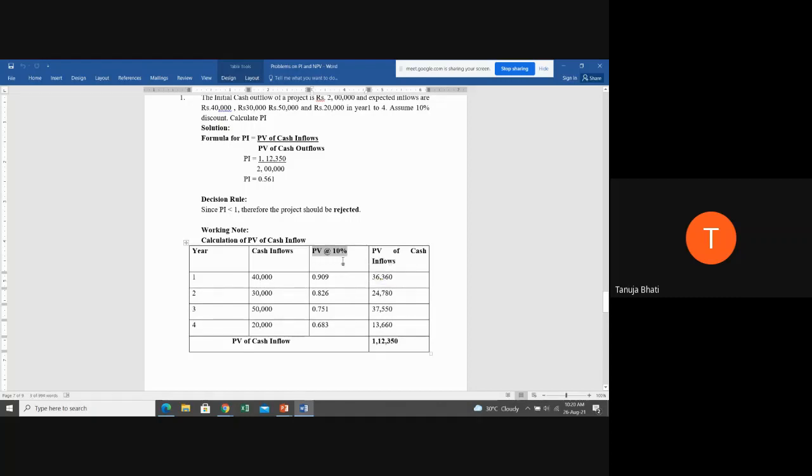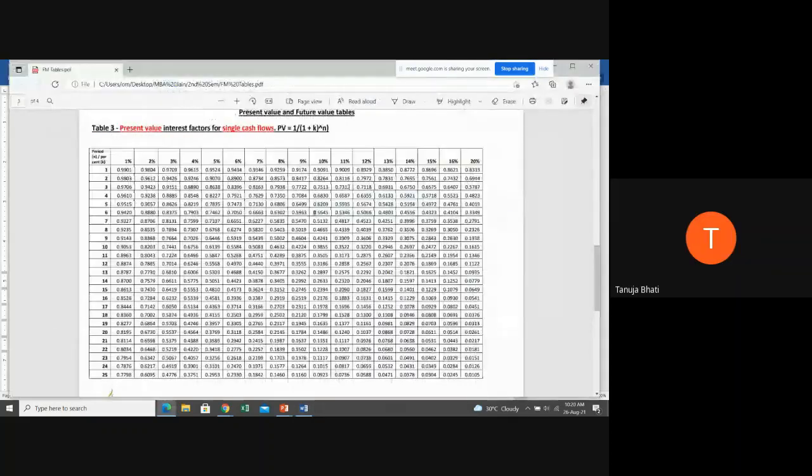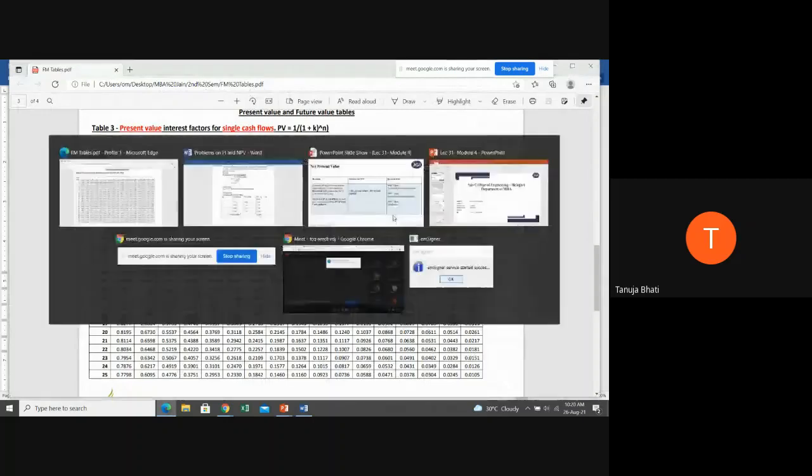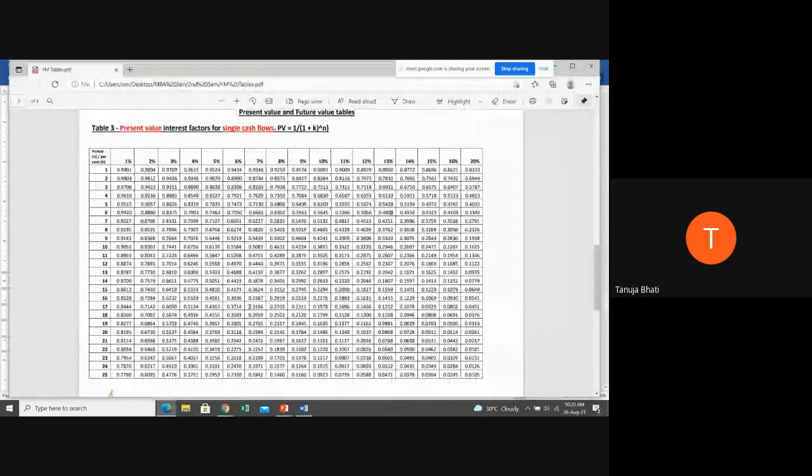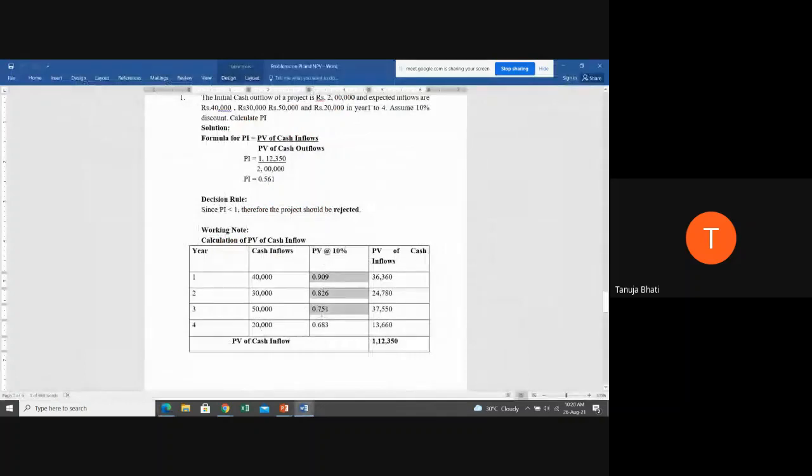Yes, students? Table number? 3, ma'am. So table number 3, again, we are going to pick up these values for the number of years that is mentioned in the problem. I think 4 years is mentioned, so we are going to pick only the first 4 values. I've rounded it out to 3 decimals. After the decimal, round it out to 3 digits.